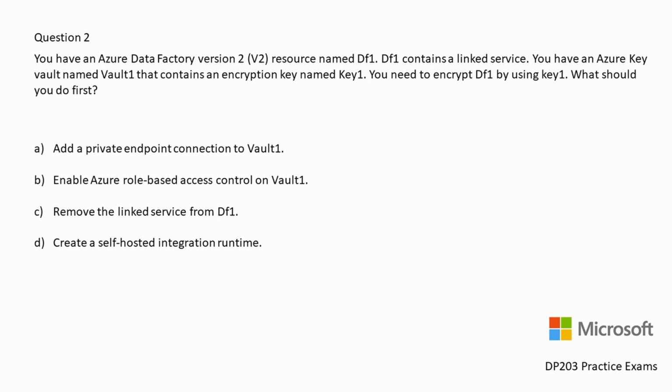A. Add a private endpoint connection to Vault1. B. Enable Azure role-based access control on Vault1. C. Remove the linked service from DF1. D. Create a self-hosted integration runtime.